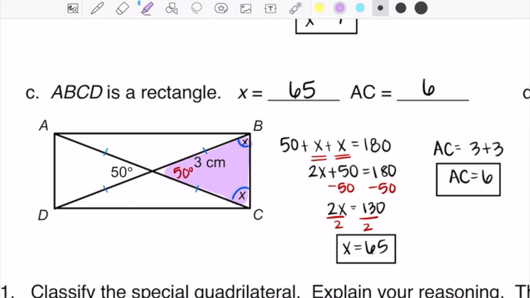The next part of this question wants me to solve for AC. And so AC is that whole diagonal that goes across the rectangle.